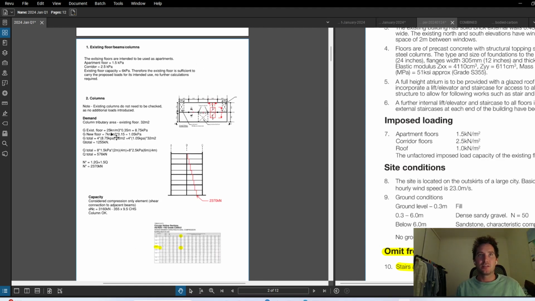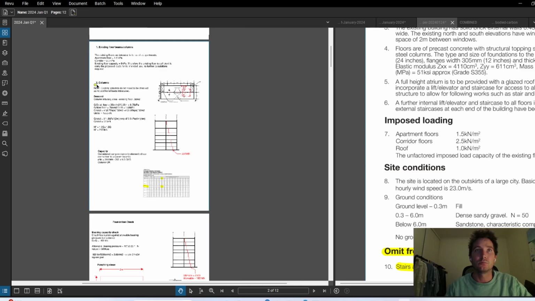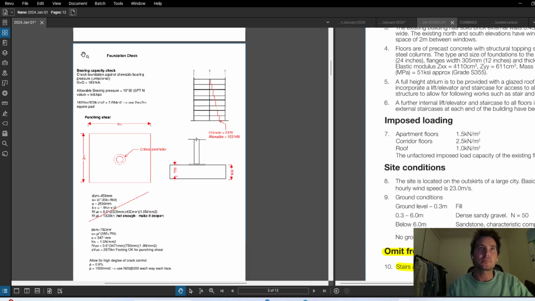And you'll see with each of my principal elements, I'm just trying to do some basic calcs to show the demand, what the capacity is, and a couple of illustrations to reflect my reasoning. So that's what I've done for the existing floor and the new columns. If we come down here and check out the foundation. Now I know you can do a lot more calcs with the foundation, but again, I'm just trying to keep for each principal element 1 page.